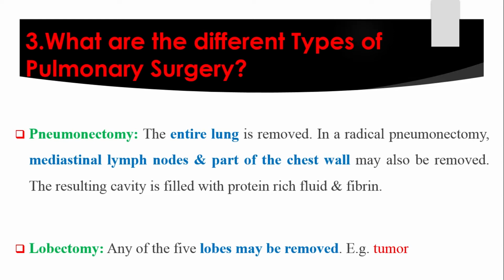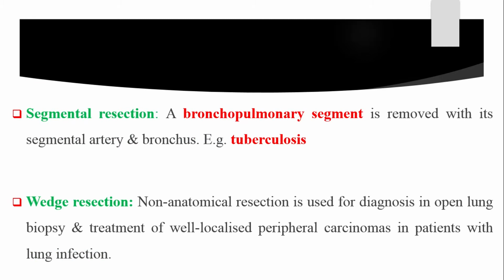Pneumonectomy: here the entire lung is removed, and in radical pneumonectomy, along with the entire lung, mediastinal lymph nodes and parts of the chest wall may also be removed, and this will result in a cavity that is filled with protein-rich fluid and fibrin. The second type is lobectomy, where any of the 5 lobes may be removed in case of tumor. The third is segmental resection, where a bronchopulmonary segment is removed with its segmental artery and bronchus, especially in conditions like tuberculosis.